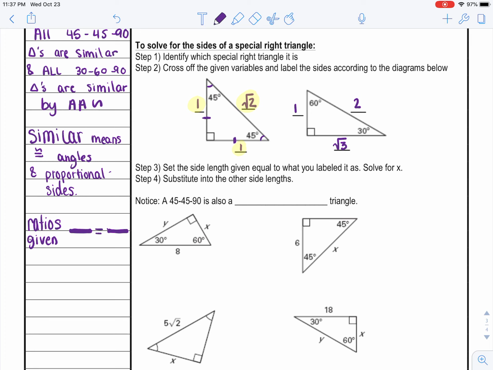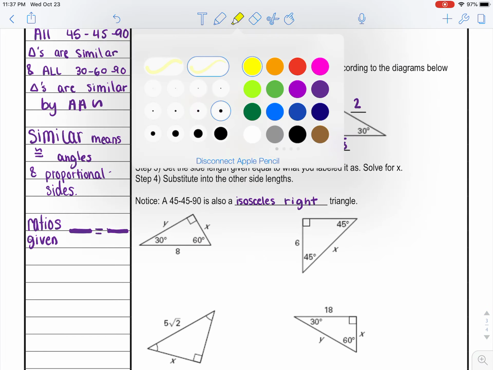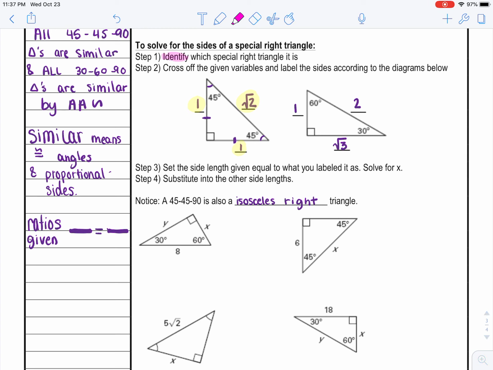So you might notice, we've talked about it a lot already, that a 45, 45, 90 is also an isosceles right triangle. So whenever we approach these problems, our first step is always to identify what special right we have. Do we have a 45, 45, 90 or 30, 60, 90? We are then going to label the sides according to these diagrams below.